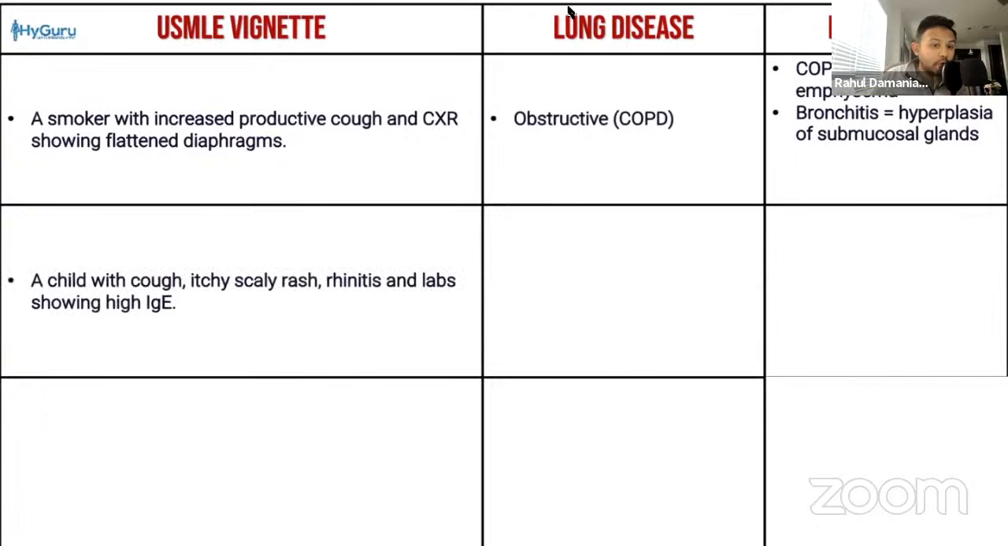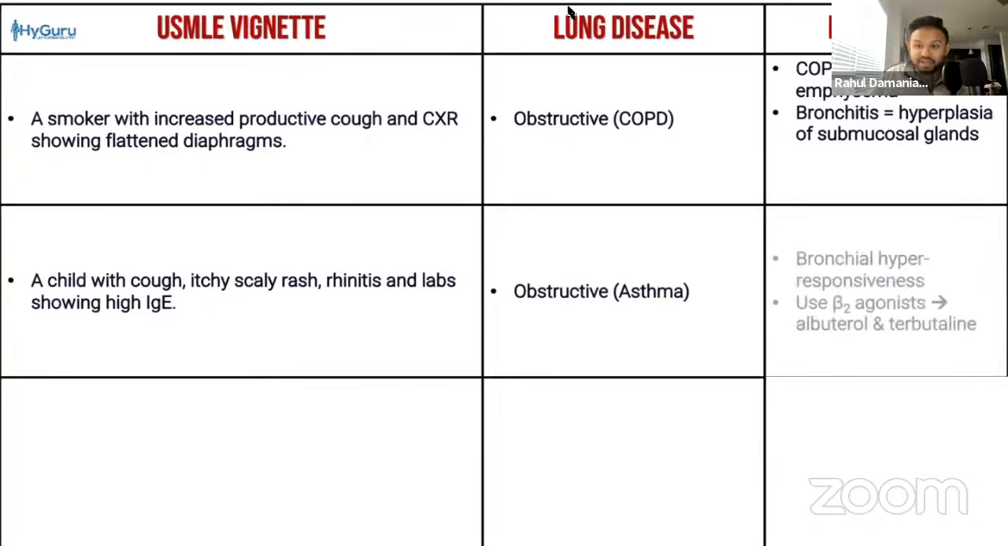A child with cough, itchy, scaly rash, which is kind of due to atopic dermatitis, rhinitis, and lab showing high IgE, which is related to atopy. This is going to be asthma, and that's an obstructive lung disease. Remember that asthma is going to be due to bronchial hyperresponsiveness, and you're going to integrate beta-2 agonism because that not only is at the level of your vascular smooth muscle and your muscles, which we talked about, but also it's going to be in the airway.